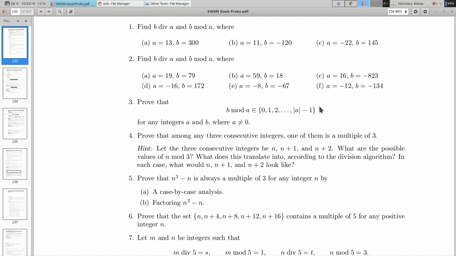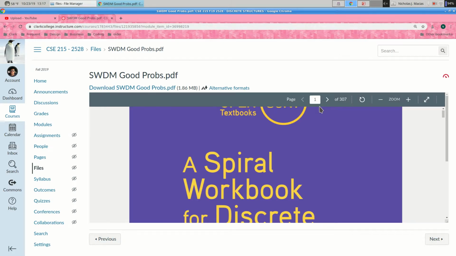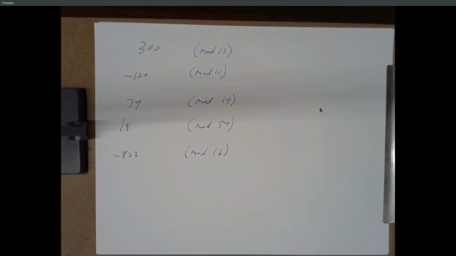All right, good. So 300 mod 13, negative 120 mod 11, 79 mod 19, 18 mod 59, and negative 823 mod 16.